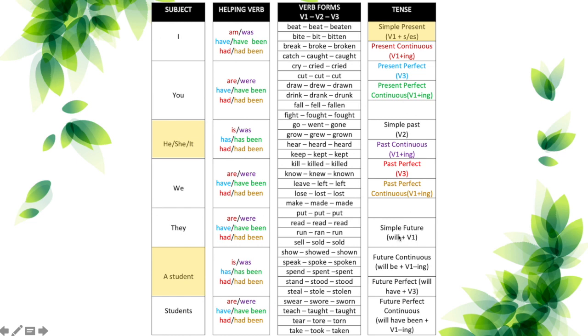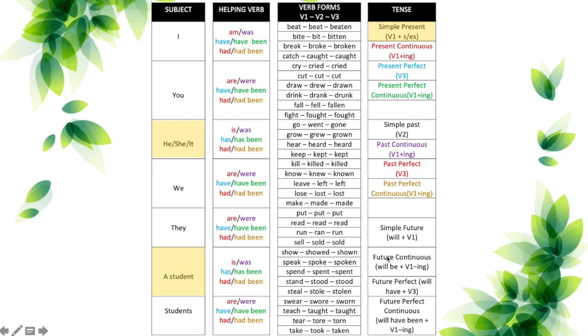The last is future simple. We have 4 more types remaining in future. So let's do future simple. In the future tense, the formula always remains the way it is, nothing changes. If I say will plus V1, it is always going to be will plus V1. For example, if we take break, which is the V1, I will break, you will break, he will break, she will break, it will break, we will break, they will break, a student will break, students will break.